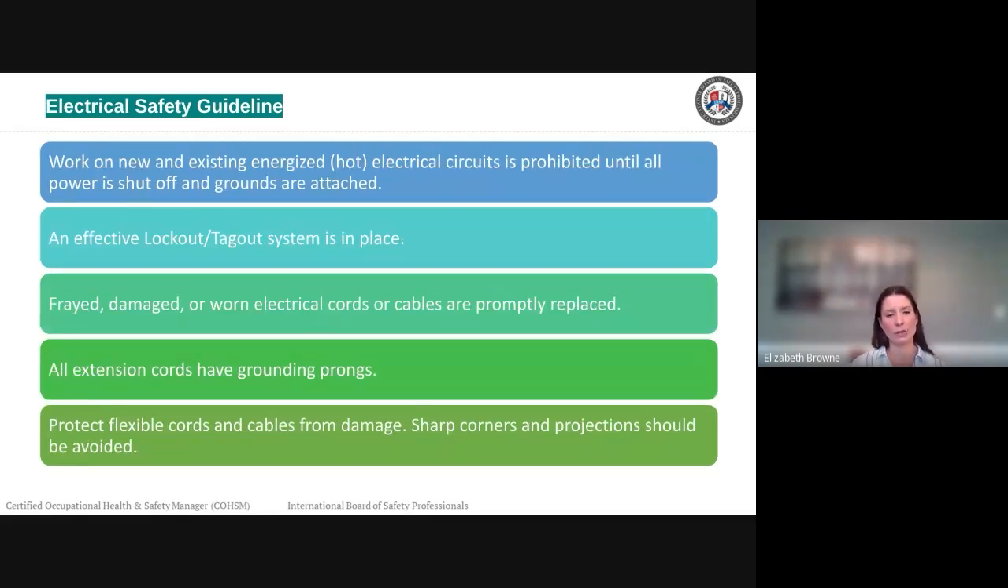Electrical safety guidelines include: work on new and existing energized or hot electrical circuits is prohibited until all power is shut off and grounds are attached. Effective lockout tagout systems should be used. Frayed, damaged, or worn electric cords or cables are promptly replaced. All extension cords have grounding prongs. Protective, flexible cords and cables must be protected from damage. They shouldn't be used around sharp corners, and projections should be avoided. We never want to run flexible cords through doorways or windows or anywhere a forklift or crane could run over them.